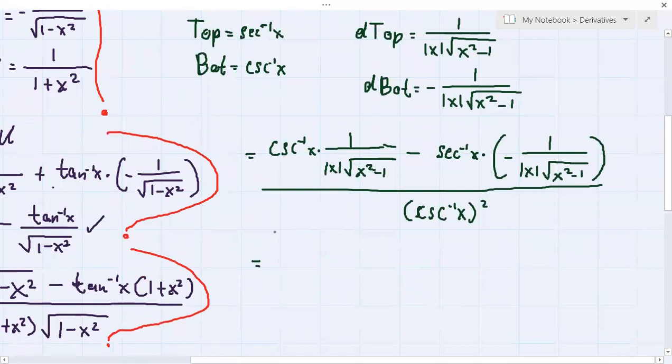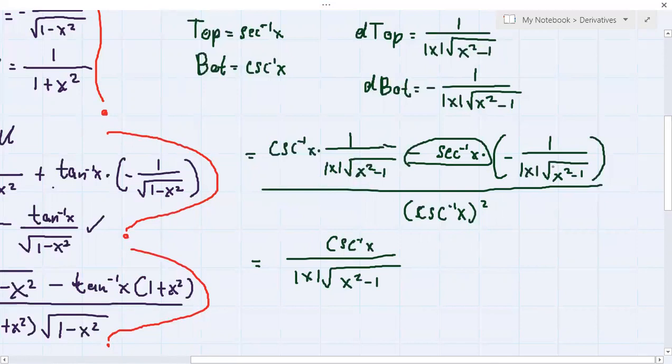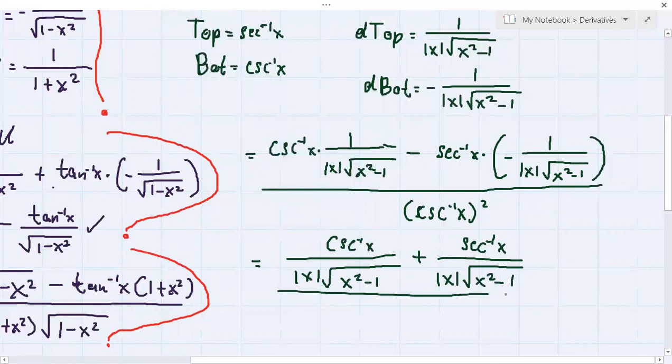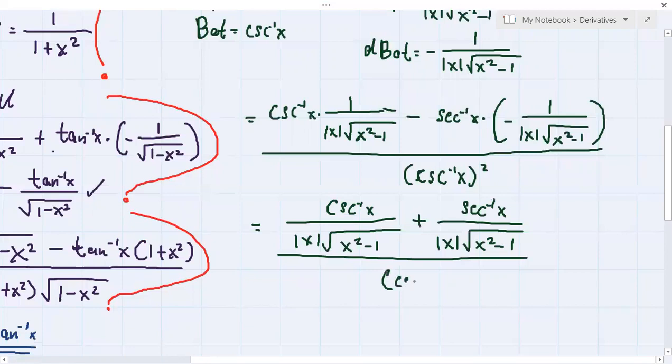So now, let's simplify. I-multiply natin to, yung nasa numerator. What we will have here is arc cosecant x all over the absolute value of x times the square root of x squared minus 1. Next, dito sa second term, since we have negative arc secant at negative 1 all over the absolute value of x times the square root of x squared minus 1, then we will have positive arc secant x all over the absolute value of x times the square root of x squared minus 1, all over the square of arc cosecant.